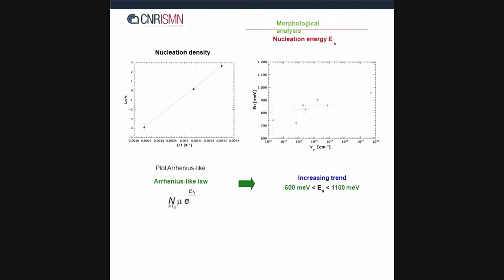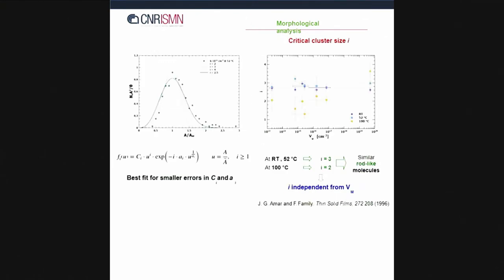Then we can measure, as I said at the beginning of this part, the energy involved in this process. And we can see that the energy shows a linear increase with the surface energy, so we have an increasing trend of surface nucleation energy when we increase the surface energy of our samples. And the number of molecules needed to form a stable cluster, to form a bigger island and then a continuous layer, is independent of the doping concentration, because we have roughly a minimum number of molecules which runs from 2 to 3.